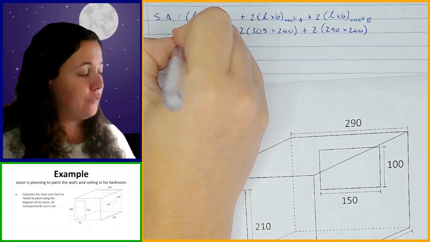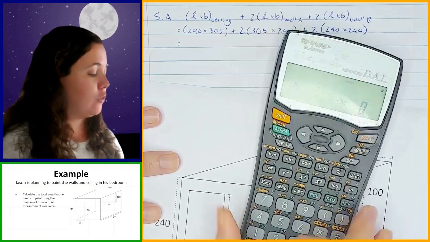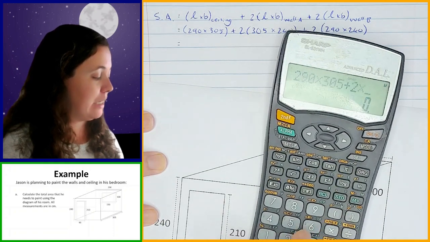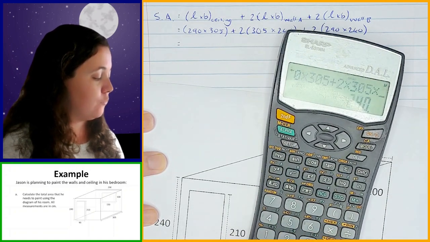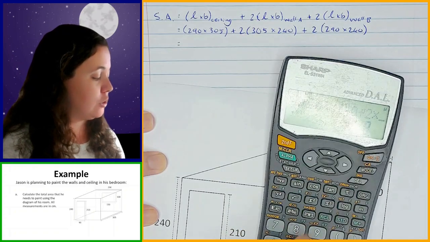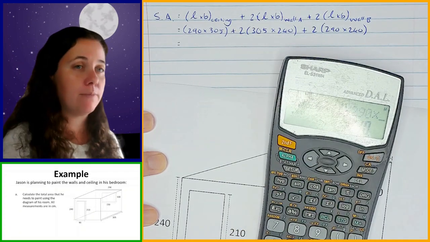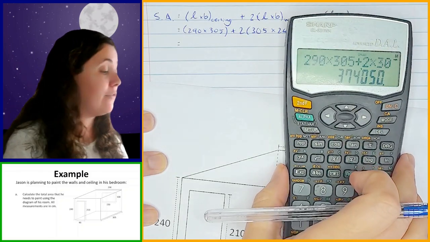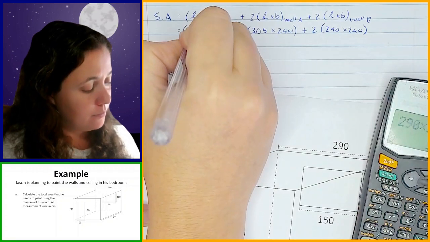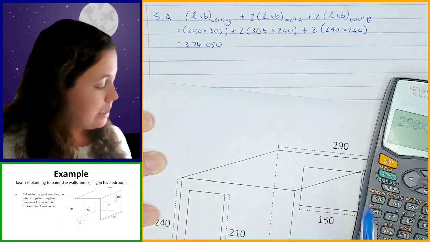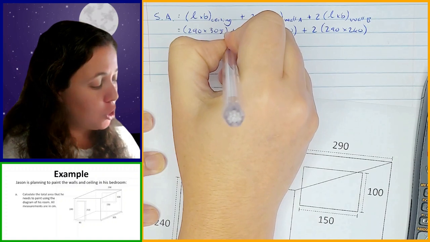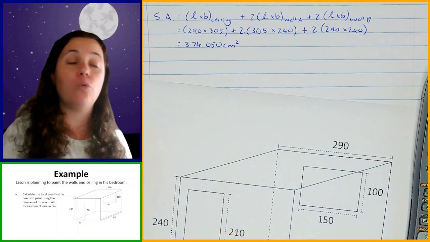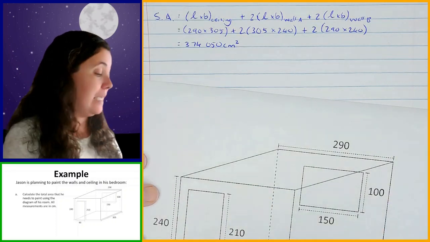Okay, so if we work that out first, we've got 290 times 305 plus 2 times 305 times 240 plus 2 times 290 times 240. And that gives us 374,050. And that is centimeters squared. So that is the total that he would have to paint if there were no doors or windows. But there is a door and there is a window.